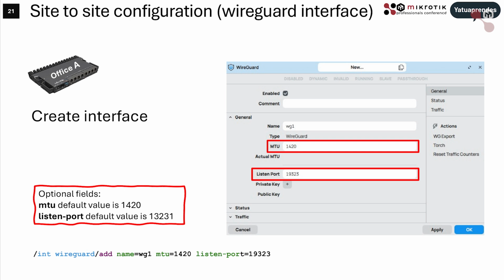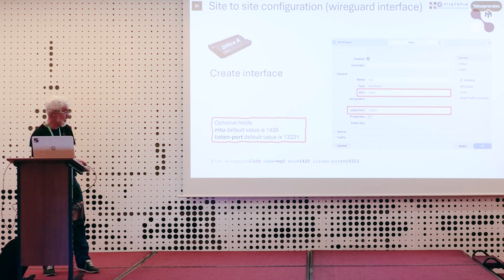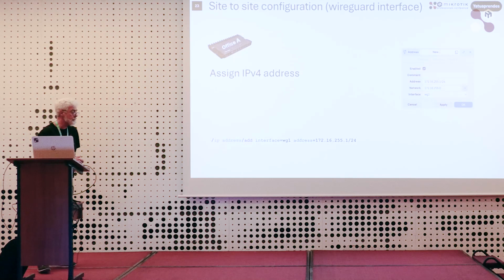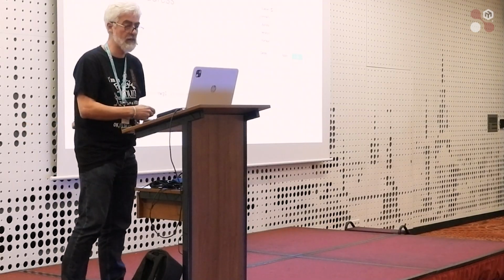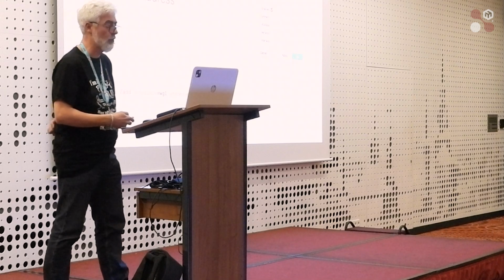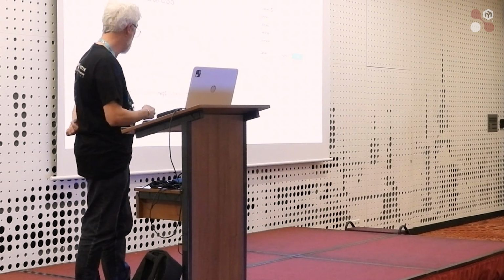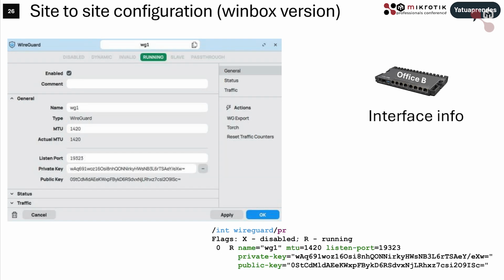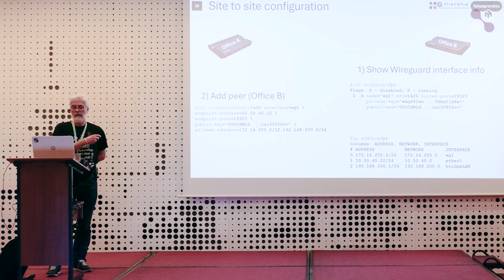We get the information after applying. We retrieve the public key, which we use on the other side. We have to assign an IPv4 address for the interface. It will be a /24 subnet if we're using several peers, or maybe a /30 for point to point. On Office B, we also create the interface the same way and get the public key. We assign an IPv4 address also, and then we have to do the peering.